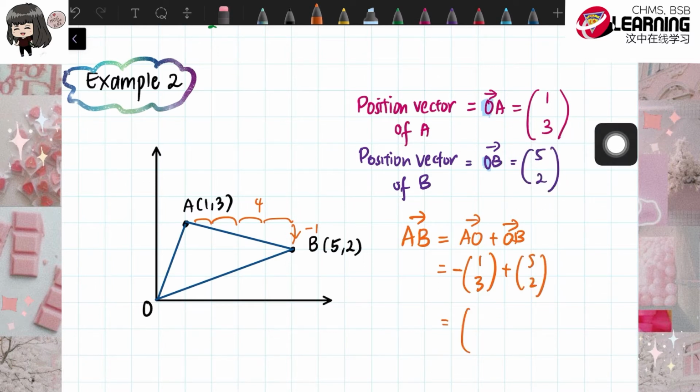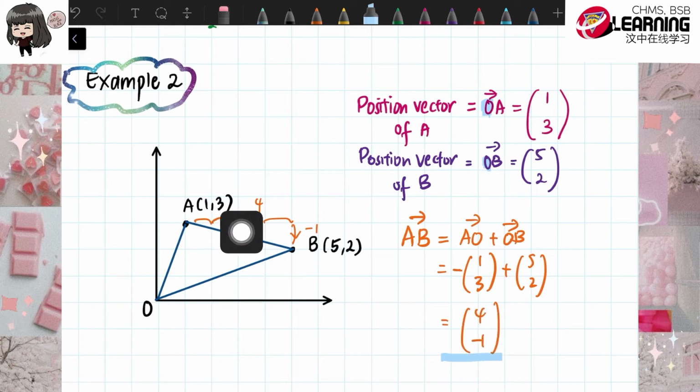Okay, and then we found -1 plus 5 is 4. And -3 plus 2 is -1. Okay, you see that? It's the same as this, right? We know that AB is (4, -1). If you're doing this method, also can. If you want to choose this method, also can. But with this method, you have to look at the diagram.